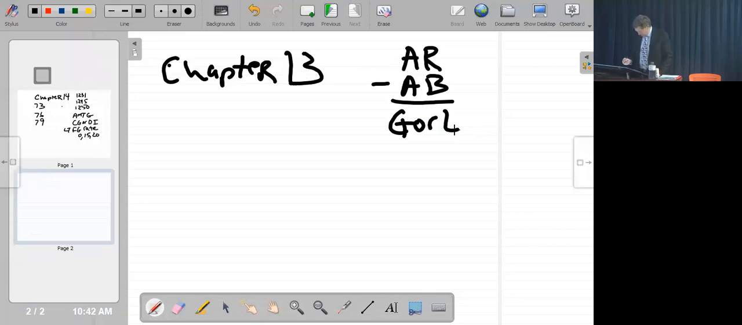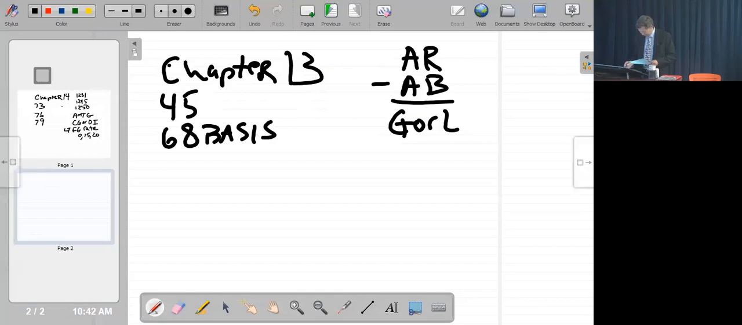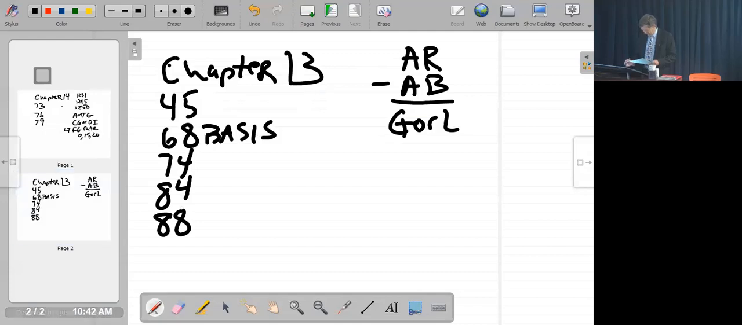Okay. All right, so chapter 13, right? You may remember that the problems in that chapter were 45, which dealt exactly with that formula, and then 68, which dealt with basis, right? Both an inherited basis and a gift basis, and then some specialized problems, 74, 84, 88. Those are the big problems in that chapter. More are assigned, but try to work some of these big ones in class. 74 was 1031, 84 was 1033, and 88 was 121.